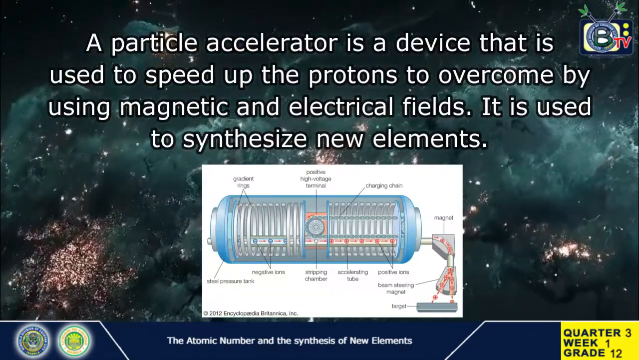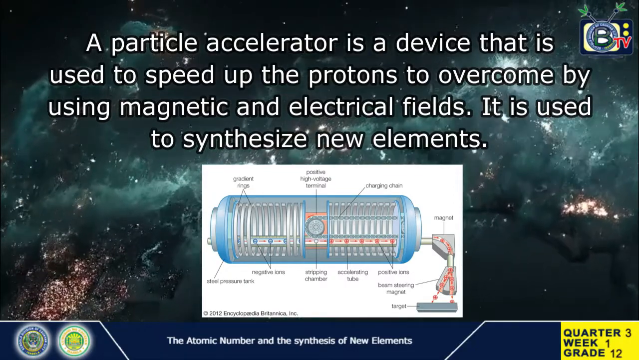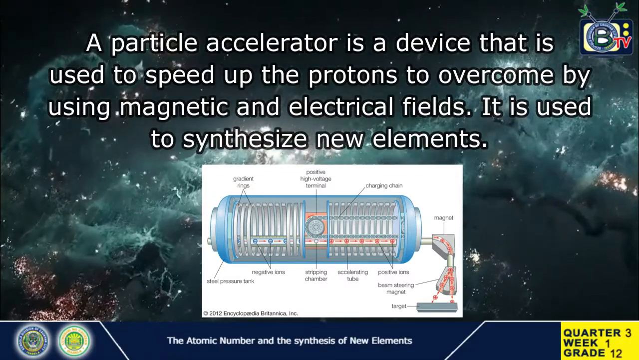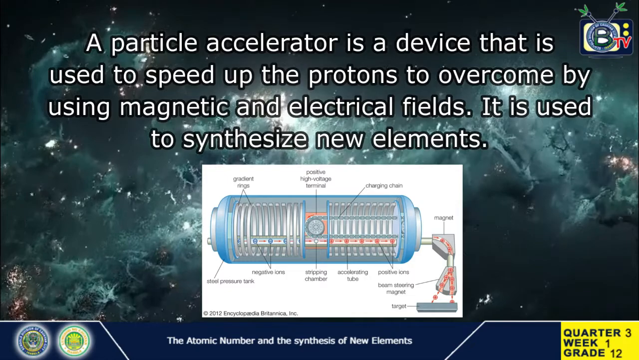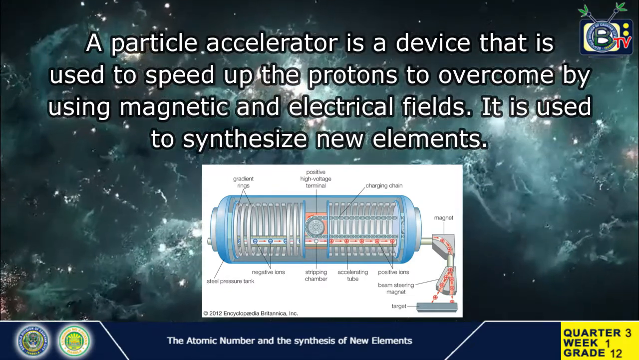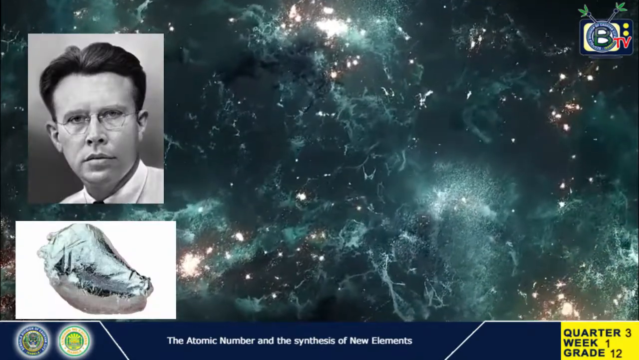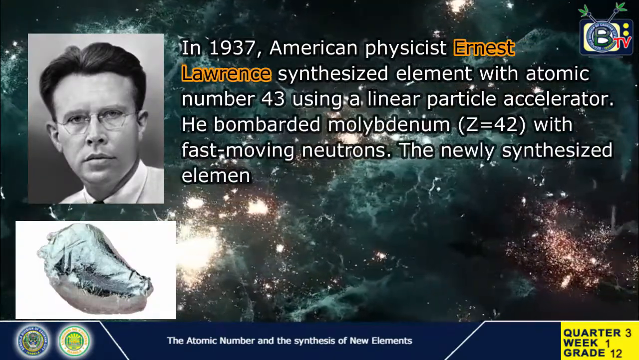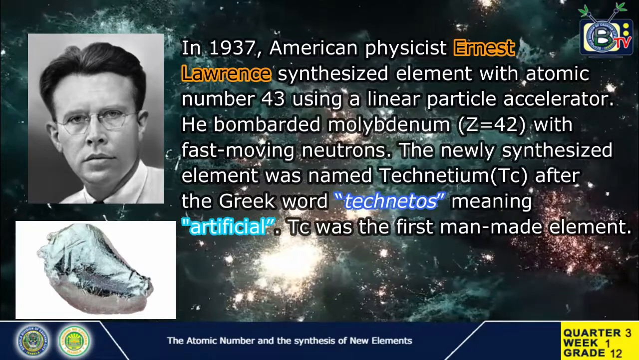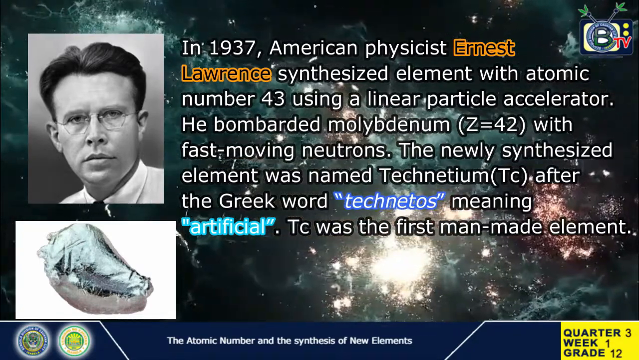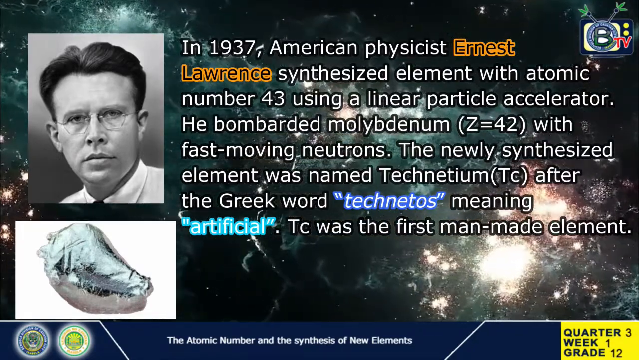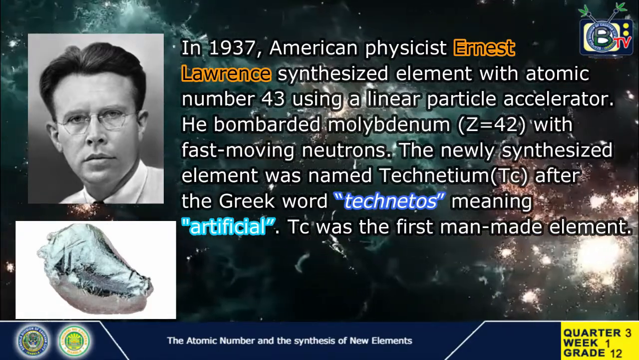A particle accelerator is a device that is used to speed up protons by using magnetic and electrical fields. It is used to synthesize new elements. In 1937, American physicist Ernest Lawrence synthesized the element with atomic number 43 using a linear particle accelerator.